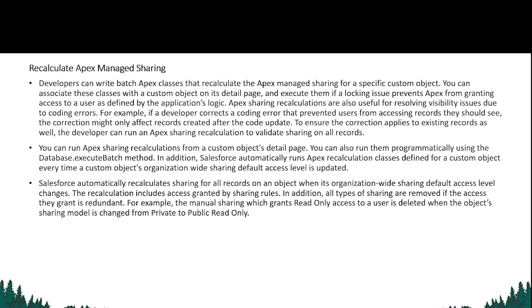Apex sharing recalculations are useful for resolving any visibility issues due to coding errors. If a developer corrects a coding error that is preventing a user from accessing a record, the correction might only affect records created after the code update. To ensure the correction applies to existing records as well, the developer can run an Apex sharing recalculation to validate sharing on all records.